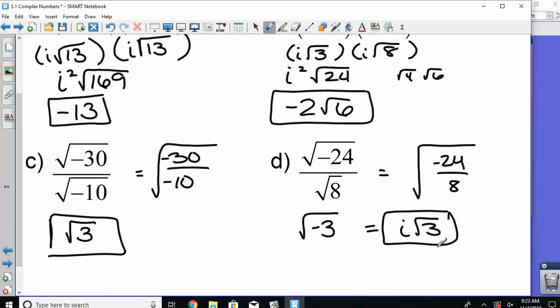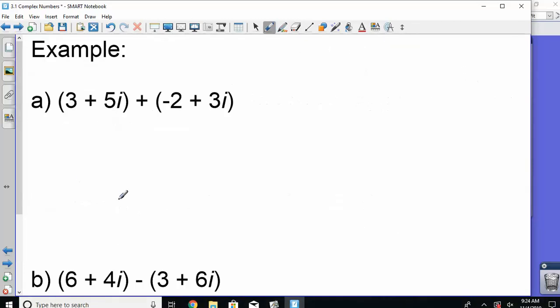So next we're just going to get into operations. We're probably going to do addition, subtraction, maybe multiplication today. Hopefully we can get to that. Basically when we add and subtract, we're just combining like terms. When we multiply, we're going to FOIL like normal. So nothing too crazy here, except you're going to have i's in it.